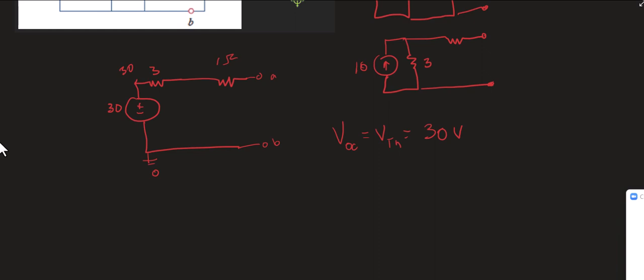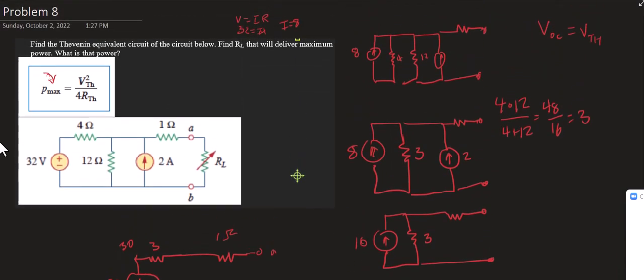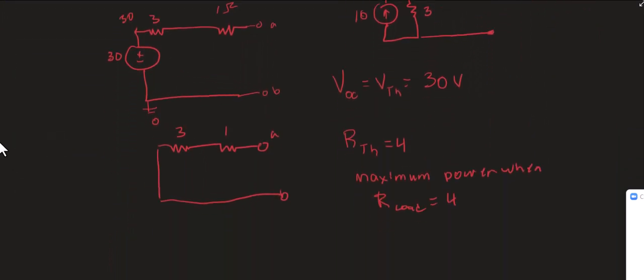Okay, so to find the Thevenin equivalent resistance, we make voltage sources shorts and current sources open. We already have this nice setup right here, so I can just short that voltage source. And when I'm doing the resistance, I don't care if there's current flowing or not. I just want to know what the resistance is. So R Thevenin is 4. So we will get maximum power when R load is 4. And that maximum power will be V squared Thevenin over 4R Thevenin.